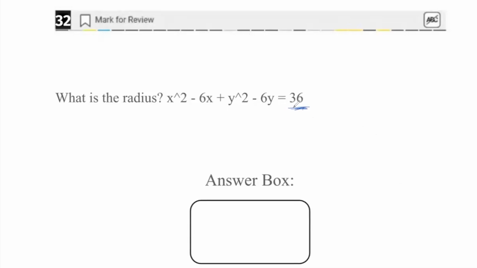The problem is this is not the correct form, right? This is not quite (x minus h) squared plus (y minus k) squared equals r squared. There's something wrong with this. This is where you have two choices. One is Desmos, two is completing the square.